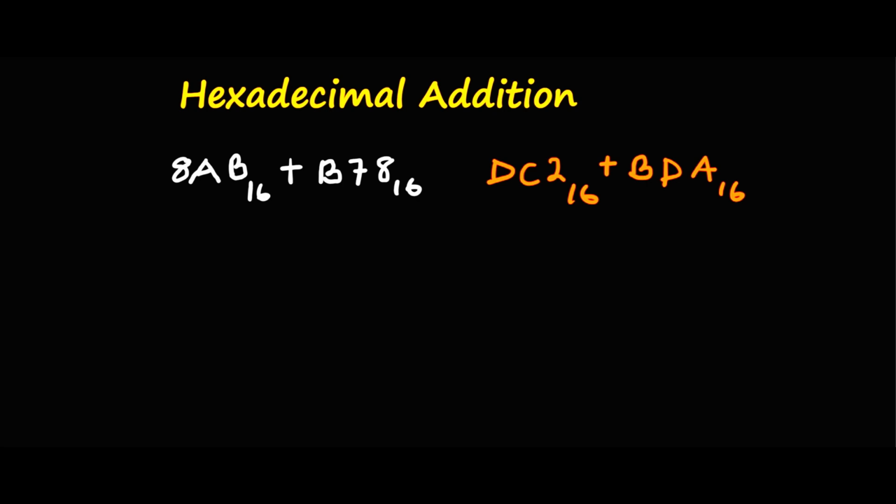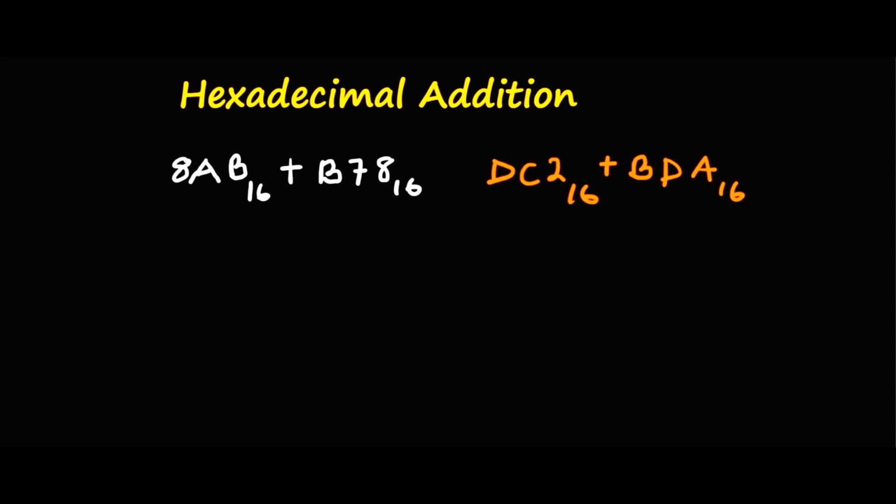Welcome. In this video, we're going to learn how to perform hexadecimal addition. So we have two examples that we're going to use to illustrate this technique. So let us start with the one in white. So we have 8AB base 16 plus B78 base 16.